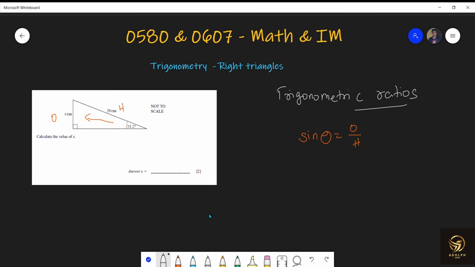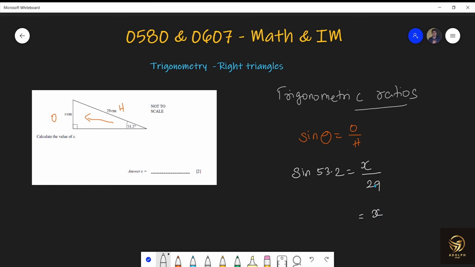If I apply the given values, I will be able to find the x value easily. So sine of that angle, 53.2, is equal to the opposite side, which is unknown, so let me take that as the given variable x. Then the hypotenuse is 29. To find x, the basic algebra strategy says to keep the known side on one side and the unknown on the other.